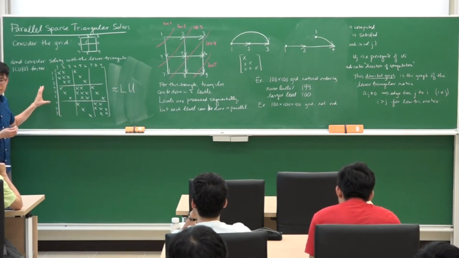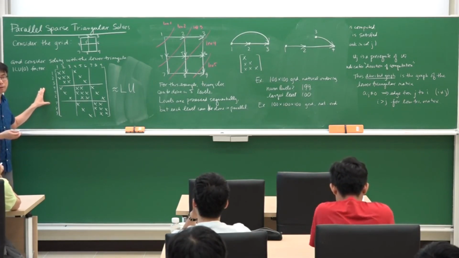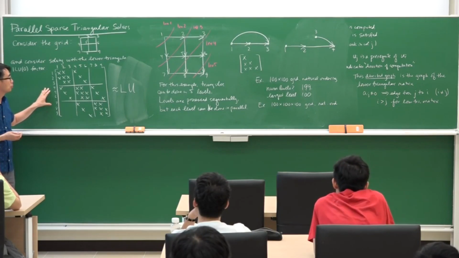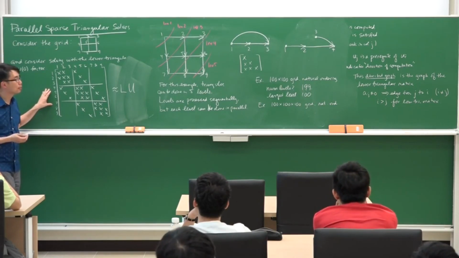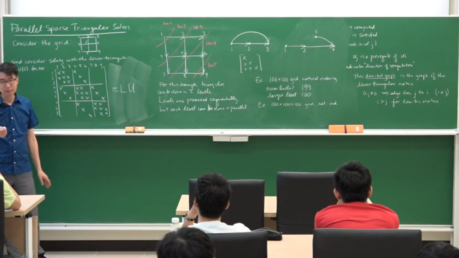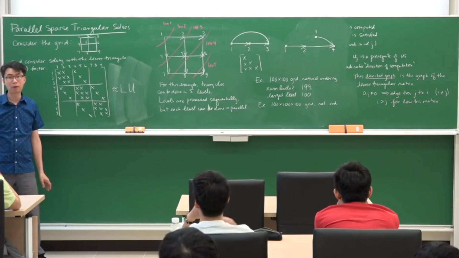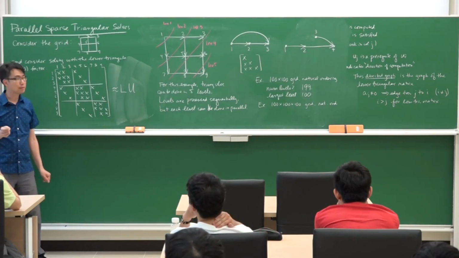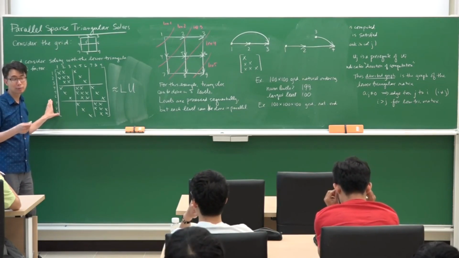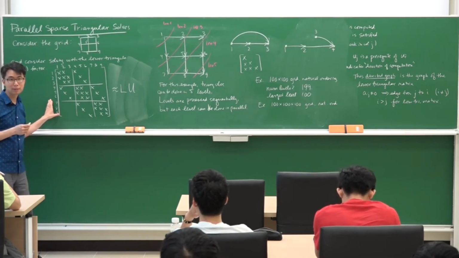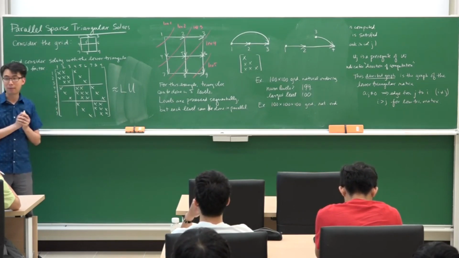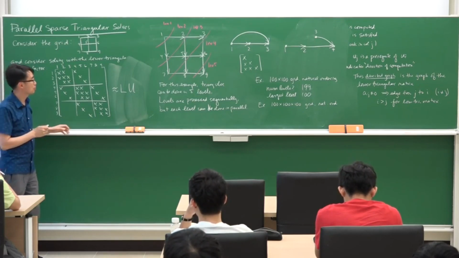So exactly the same level scheduling algorithm can be applied to parallelize the incomplete factorization, as long as we know the sparsity pattern of the incomplete factorization beforehand. That means it applies to the static pattern incomplete factorizations, but not the threshold-based incomplete factorizations. Because for those, we don't know the pattern beforehand, so we don't know how it can be parallelized. Okay, so let's write some of that down.